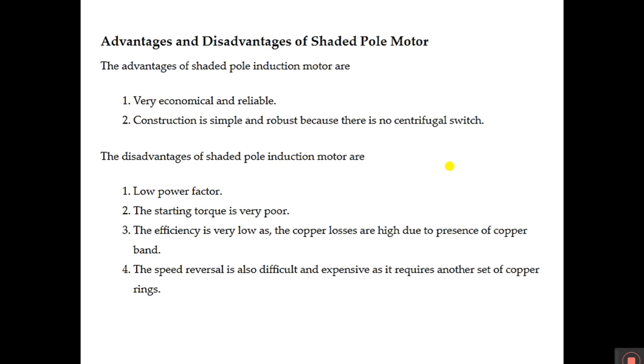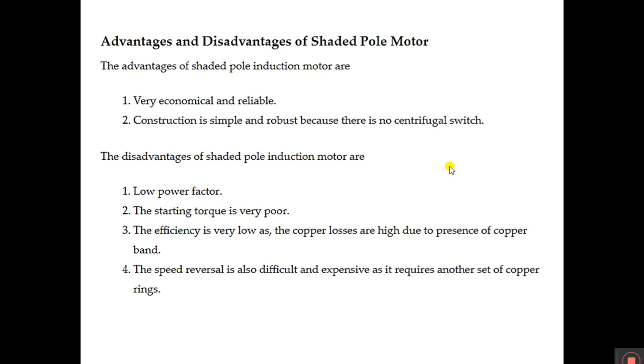The advantages of the shaded pole induction motor are: first, it is very economical and reliable, and its construction is simple and robust because there is no centrifugal switch. Capacitor start split phase motors and capacitor start capacitor run motors have a centrifugal switch. Here there is no centrifugal switch.